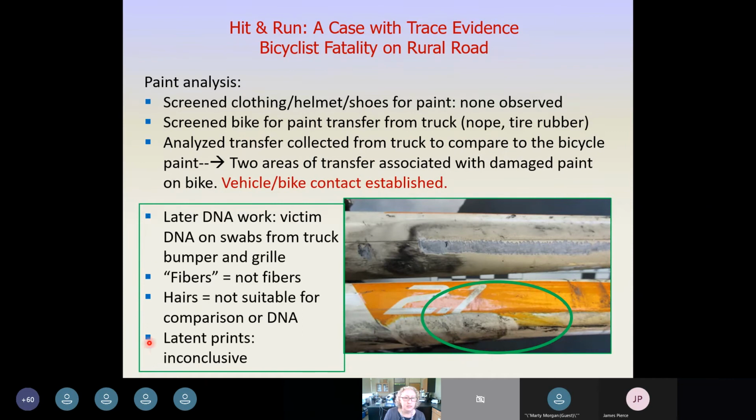Then other sections are continuing to work as well. And DNA later also established that they found victim DNA on swabs from the truck, its bumper and its grill. So now we have both biological evidence and physical evidence that tie this truck to the victim and her bicycle. So they're working in tandem, and you can't try to explain away the DNA by saying, oh, that person probably spit on my truck 2 weeks ago, or that person was in my neighborhood and I'm sure they leaned against my truck. No, we have established the DNA and the contact with the paint, and so they work together.